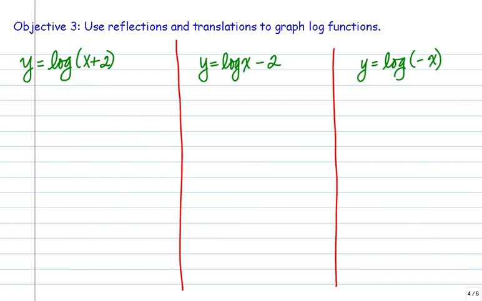Now, let's use reflections and translations to graph the log functions. If I have y is equal to the log of x plus 2, so I'm thinking of the key function as just the log x and those properties we discussed earlier. So this would be a shifting of what? Yeah, the change is attached to x, so that's going to shift it horizontally, right or left. If we're adding, it actually shifts it in the opposite direction. So we're going to get a shift left 2 units.